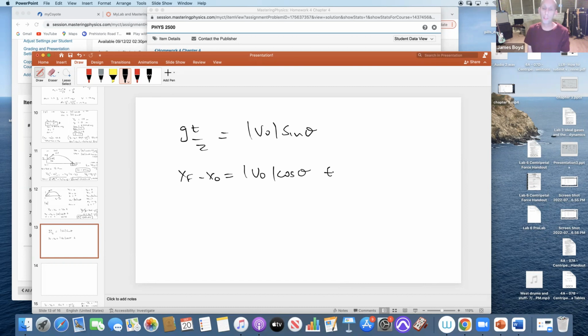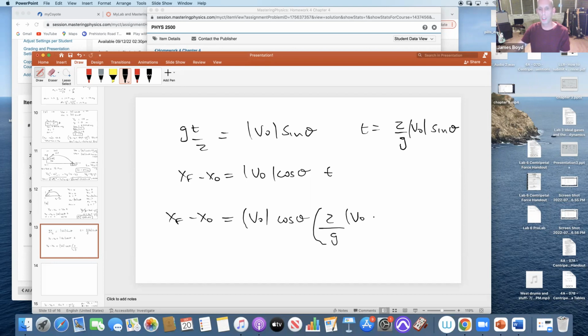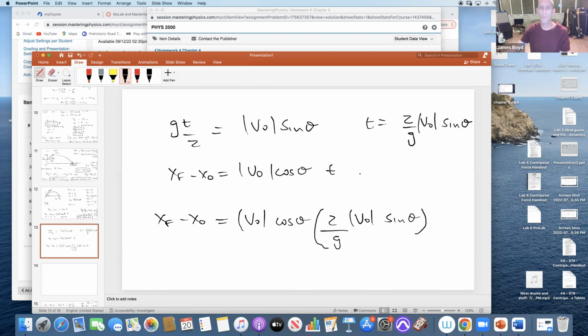I don't know t though, but I know everything else in this. If I solve this for t, t is 2 over g times v naught sine theta, and I plug it in here. I get x final minus x initial is v naught times cosine theta times 2 over g times v naught sine theta. And the following is true: 2 cos theta sine theta is equal to sine of 2 theta. It's a trig identity. You just have to know it.